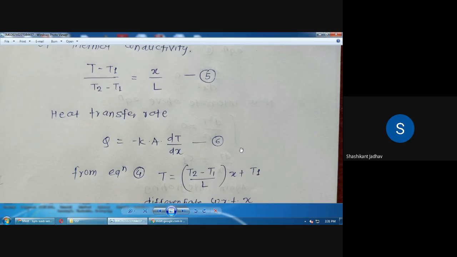So all of you do the calculation. First of all, you have to calculate the dt by dx, then put that value of dt by dx into equation number 6, and we get the value of q, that is heat transfer rate for the plane wall.